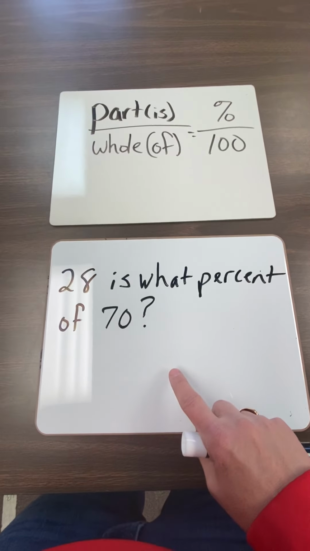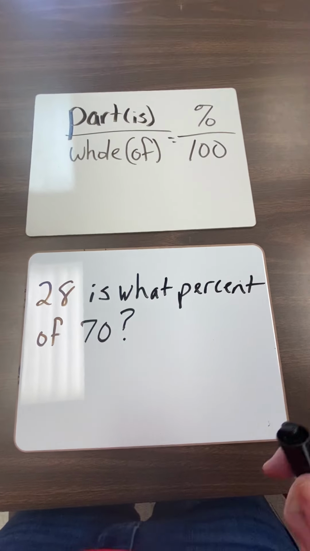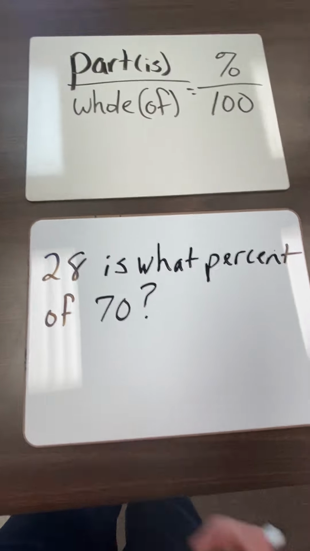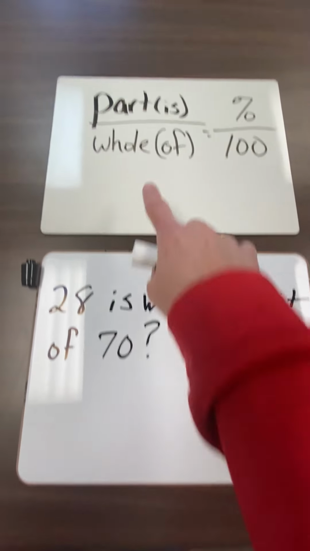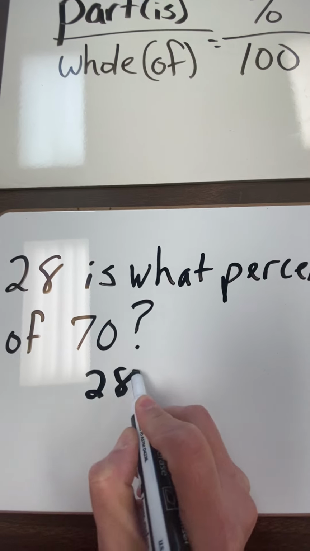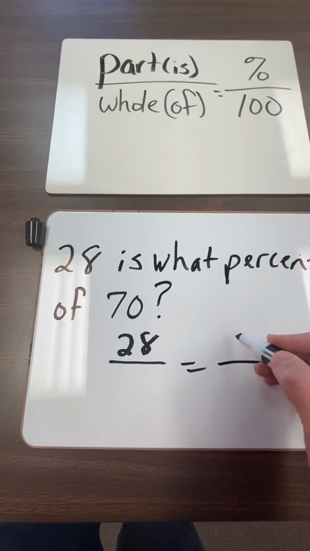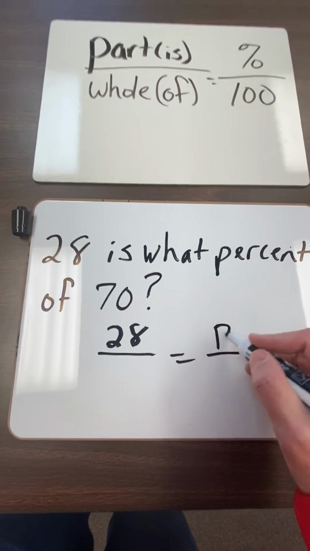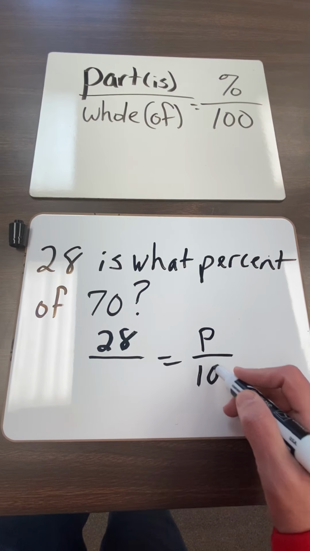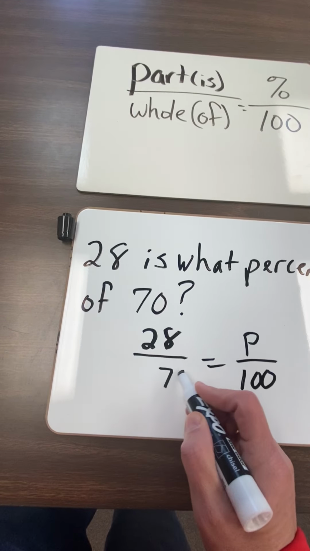So let's look at this problem here. 28 is what percent of 70? So to set this problem up, 28 is going to be the part because it comes before is. So 28 is going to be over here. Is what percent? Percent's what we do not know, so we're going to put the P over here. Percent's always over what though? 100. Of 70. 70 is the whole amount.